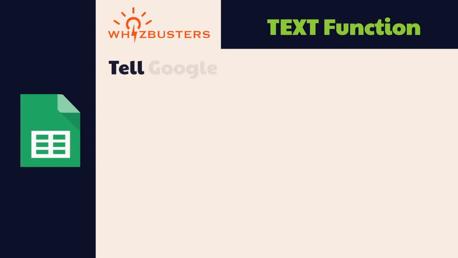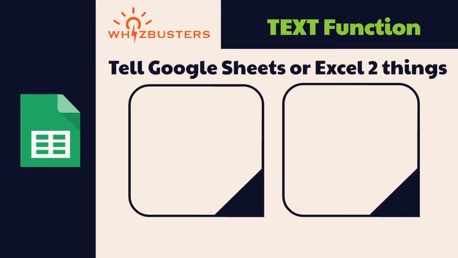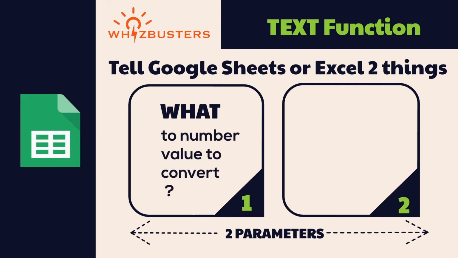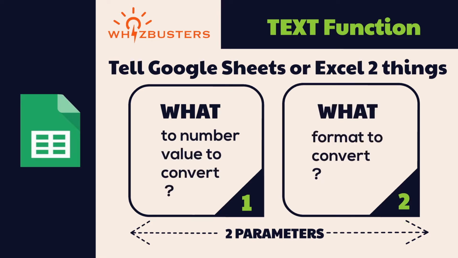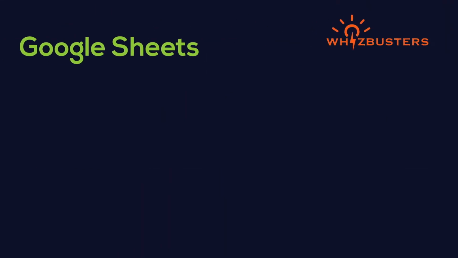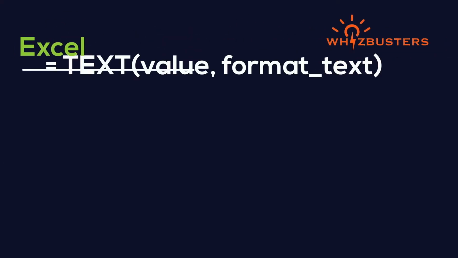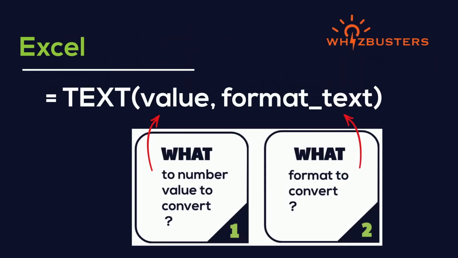So to use the text function, we need to tell Google Sheets or Excel two things. 1. What is the number value we want to convert? And 2. What is the format to which we want to convert? These are the two parameters. In Google Sheets, you will see equal text, number, format, and in Excel, you will see text, value, format_text. So let's dive into our examples to see how to use it.